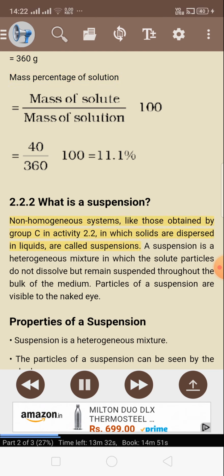2.2.2. What is a suspension? Non-homogeneous systems, like those obtained by group C in activity 2.2, in which solids are dispersed in liquids, are called suspensions. A suspension is a heterogeneous mixture in which the solute particles do not dissolve but remain suspended throughout the bulk of the medium. Particles of a suspension are visible to the naked eye. Properties of a suspension. Suspension is a heterogeneous mixture.